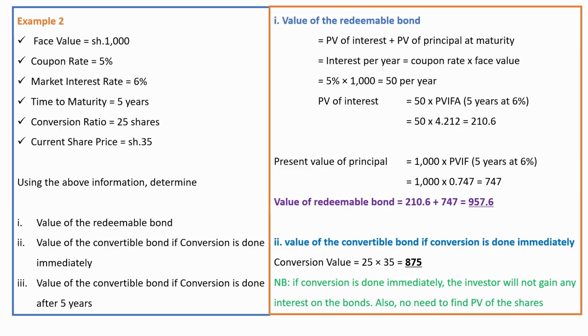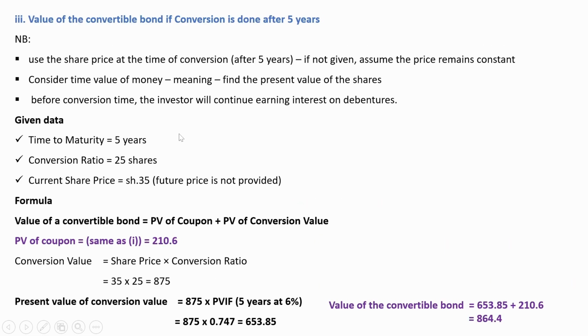So we are supposed to use the share price as at the time of conversion. But when you look at the question, you are only given one share price of 35. We don't know what the price will be after 5 years. In such a case, you are allowed to use your assumption that the share price is going to remain the same. So because we are not given the share price after 5 years, we are going to use the one that we have of 35. So this is the value of the convertible bond if conversion is done after 5 years.